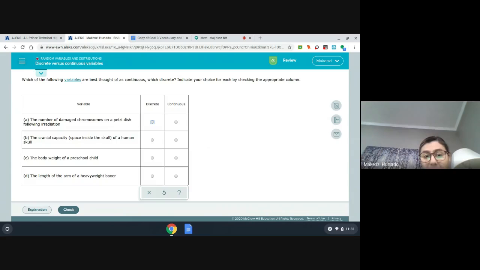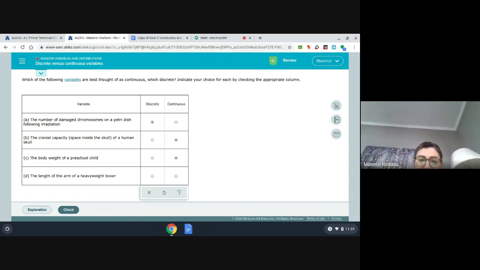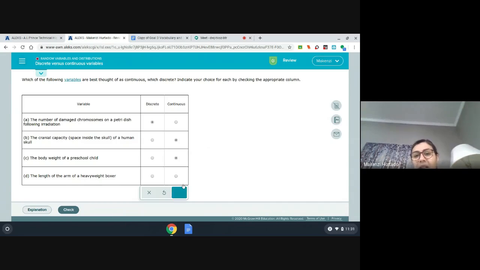So if we look at the first example that I have, it says the number of damaged chromosomes. If we're counting damaged chromosomes, we would say 1 damaged, 2 damaged, 3 damaged. So that would be discrete. We would be counting those as whole numbers. The cranial capacity, if we're measuring space inside the human brain, that can have decimal answers. So we're going to put continuous there. The body weight of a preschool child, also continuous. We don't have to be whole pounds. We can be 45.2 pounds, 127.1 pounds. And the length of the arm of a heavyweight boxer. Again, that is continuous because we're measuring the length.